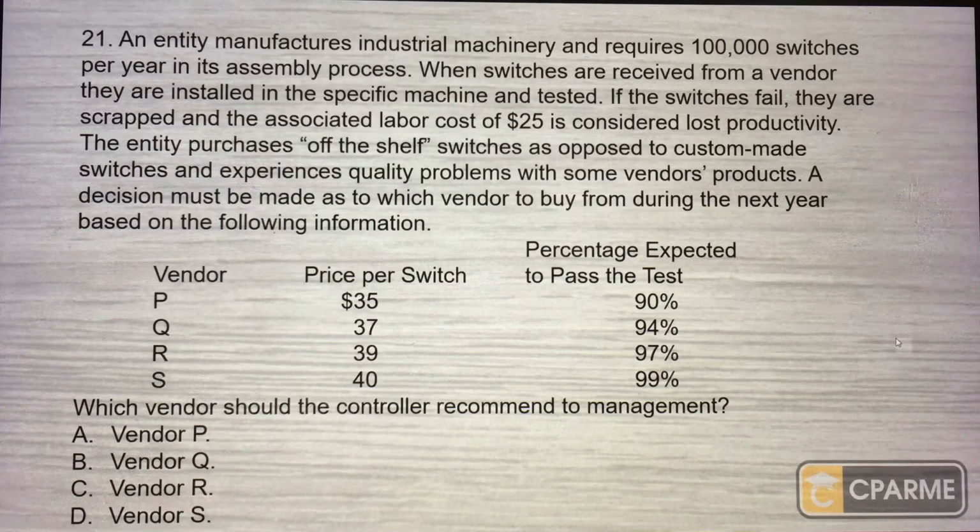An entity manufactures industrial machinery and requires 100,000 switches per year in its assembly process. When switches are received from a vendor, they are installed in a specific machine and tested. If the switches fail, they are scrapped and the associated labor cost of 25 is considered lost productivity. The entity purchases off-the-shelf switches as opposed to custom-made switches and experiences quality problems on vendors' products. A decision must be made as to which vendor to buy from during the next year based on the following information.